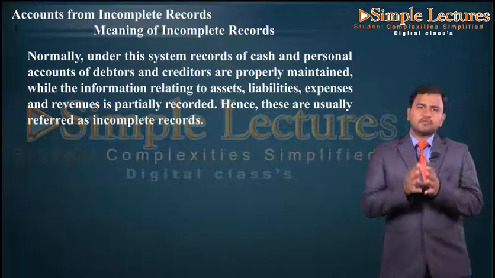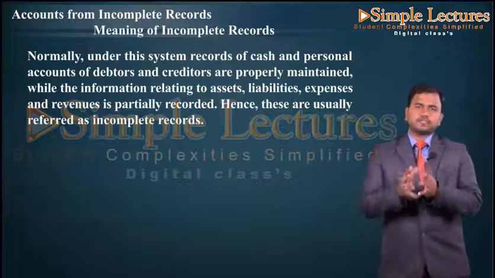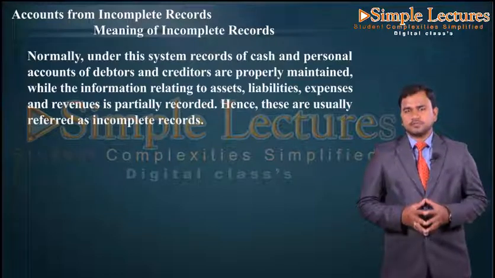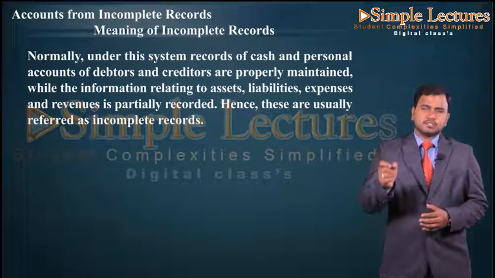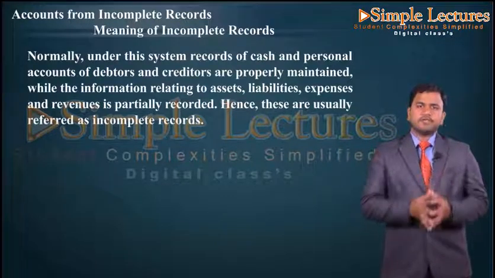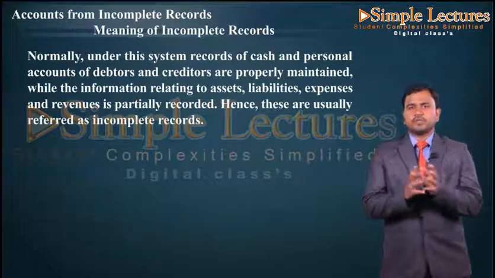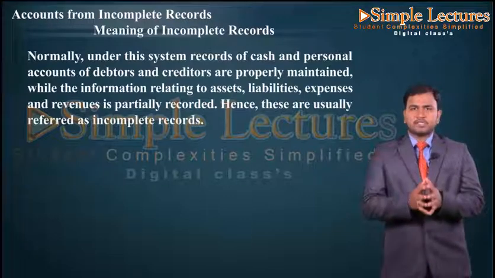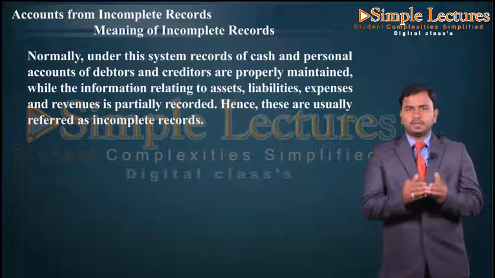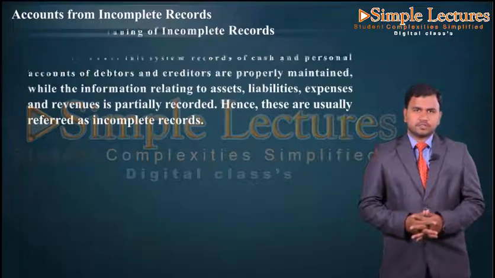So here, to find out the proper profits or losses, or to find out the financial position of the business, it is compulsory that an organization follows the double entry system where all the entries are recorded. But in incomplete records, some of the entries will be missing. So we cannot prepare a proper balance sheet and we cannot find out the profit or loss. So we have to prepare some accounts to overcome this particular situation.